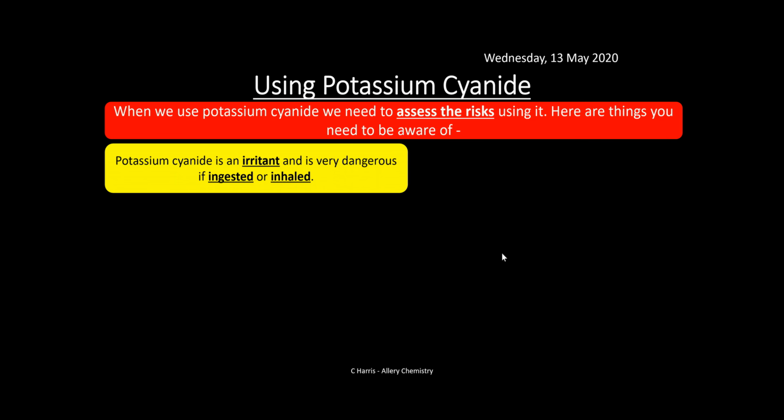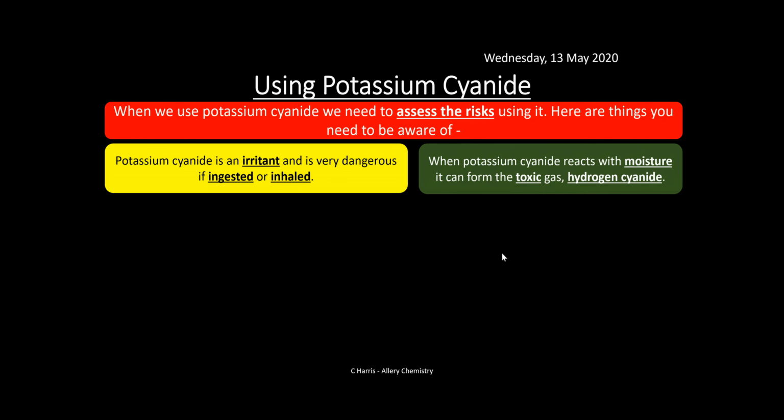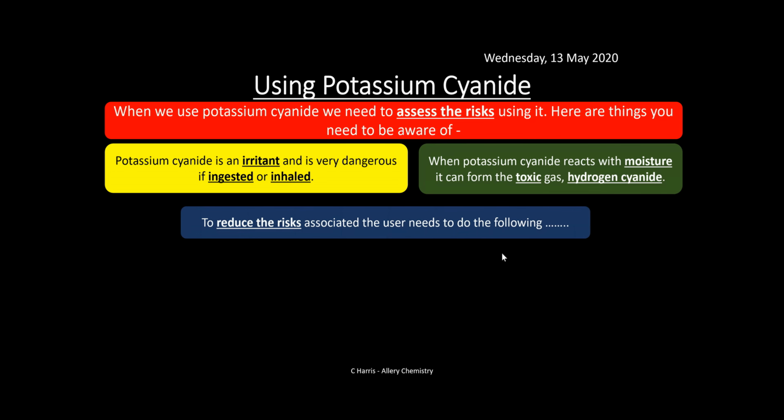So potassium cyanide is an irritant. It's very dangerous if ingested and inhaled. Not very good at all because it contains the cyanide ion, which is clearly lethal if it's ingested. And when potassium cyanide reacts with moisture, it can form that toxic gas, hydrogen cyanide. So we've got to try and keep it as dry as possible because we don't want hydrogen cyanide just floating around in the atmosphere.